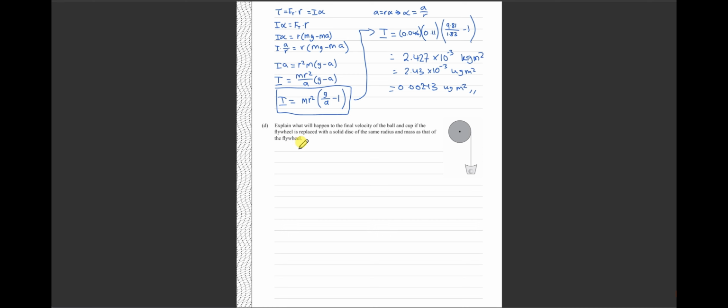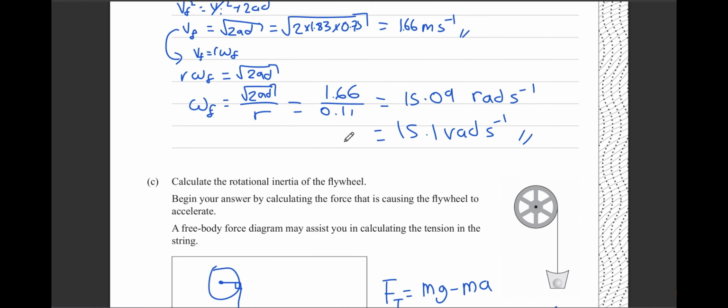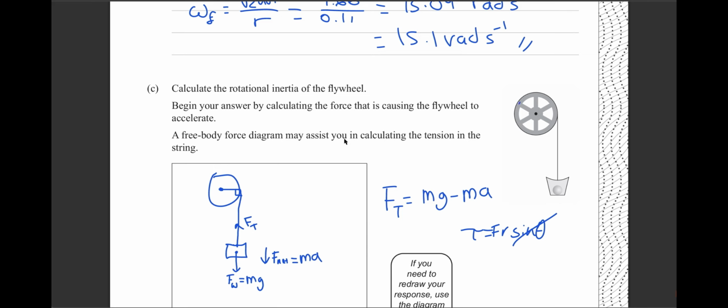Explain what will happen to the final velocity of the ball and cup if the flywheel is replaced with a solid disc of the same radius and mass as that of the flywheel. Okay, so now we have a solid disk here. Let's just go back. If we take a look at this one here, we notice that most of the mass is just concentrated in this region here, and this is your central axis. So all your mass is really far away, right? So that means it's got a higher inertia because I think inertia is like kmr squared, where k is some constant.